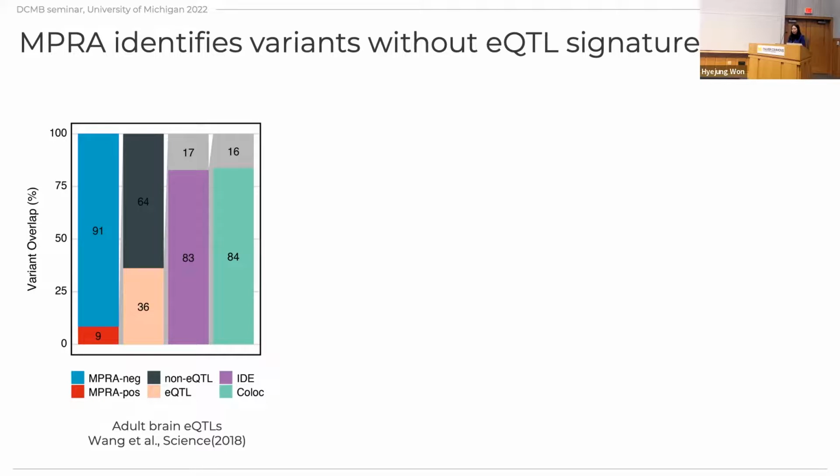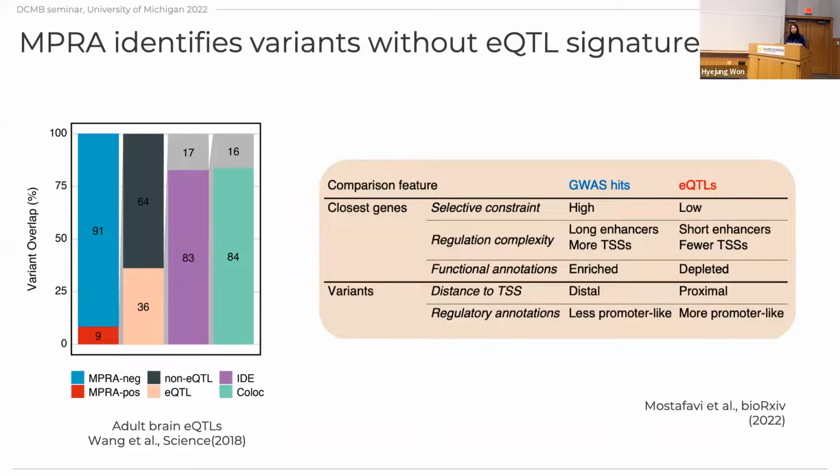So even though these parts were somewhat reassuring, we were pretty much puzzled by this graph showing that a lot of these MPRA positive variants do not show eQTL evidence. And this led us back to a recent preprint coming from Jonathan Pritchard's lab that has shown that GWAS hits and eQTLs are actually identifying different sets of variants. In this study, they have shown that GWAS are more likely to identify the variants that are distal to transcription start sites, and therefore they are more regulatory or distal enhancer-like compared to the eQTL identified variants.